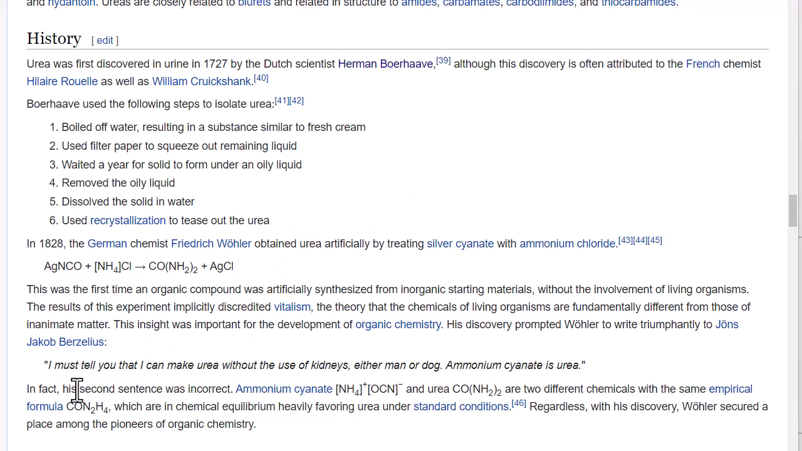And here's his quote: "I must tell you that I can make urea without the use of kidneys, either man or dog." And he did. He found this compound, made this compound, and it's synthesized now, like I say, by hundreds of millions of tons each year. But I think it's time to go.